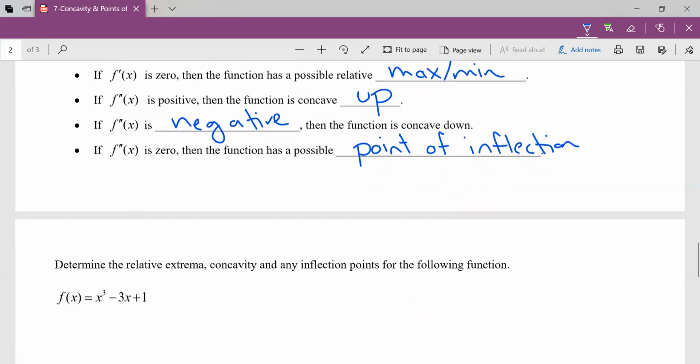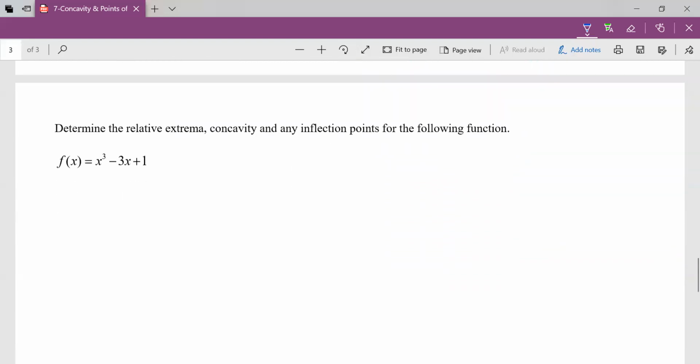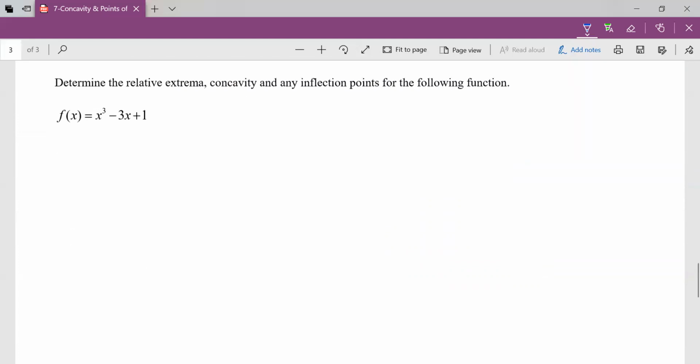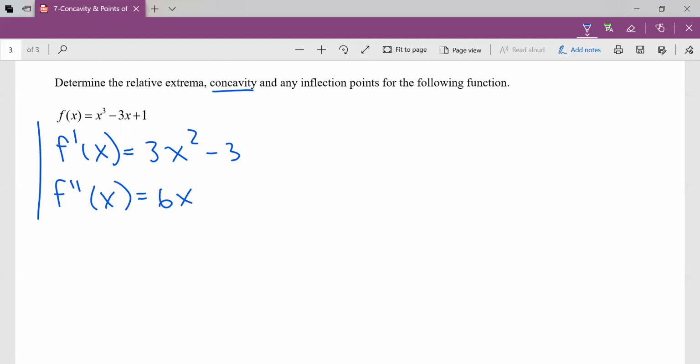Okay, let's try just one. Determine the relative extrema, concavity, and any points of inflection for the following function. Any relative extrema: to find my extrema, the first thing I'm going to do is take the derivative. 3x squared minus 3. And since it's asking about concavity, I need the second derivative, so I might as well do that right now. All right, there's my derivatives. Sometimes that can take the longest amount of time.